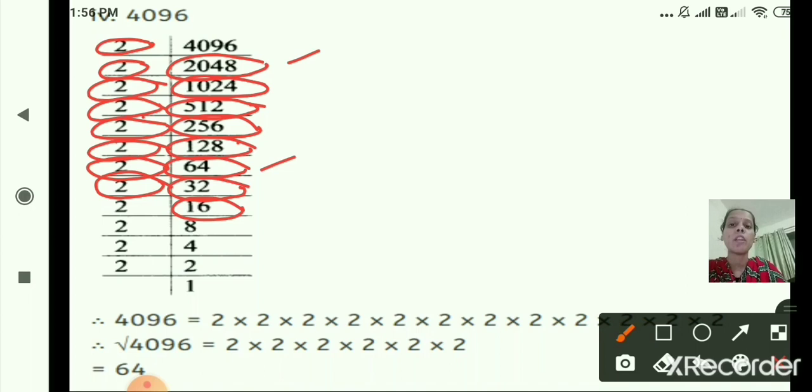Yes, 32 divided by 2 is 16. 2 ones are 2, 2 sixes are 12. Right? Now 16 is divisible by 2, so I have written here again 2. 2 eights are 16, or 16 divided by 2 is 8.